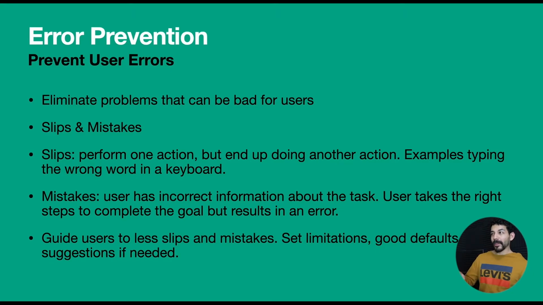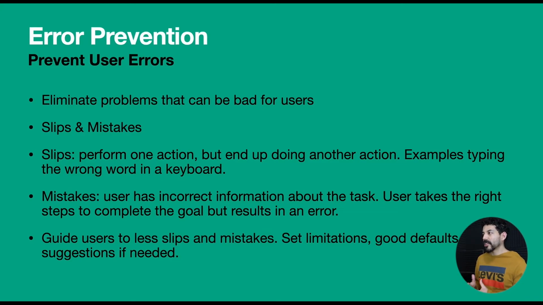So for example, typing up a wrong word on a keyboard. So that's a slip. And then a mistake is when users have incorrect information about the task. So users take the right steps to complete the goal, but the result is an error. They follow everything, but then it's an error in the system's fault and not the user. That's a mistake.